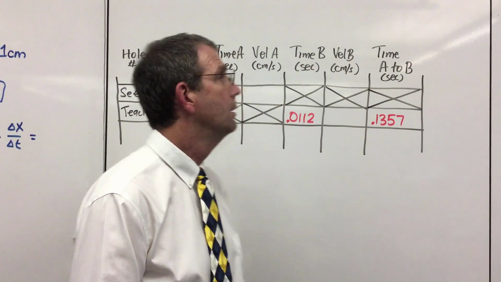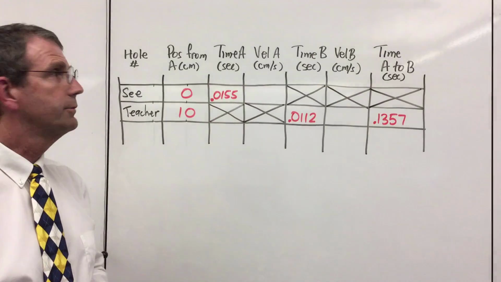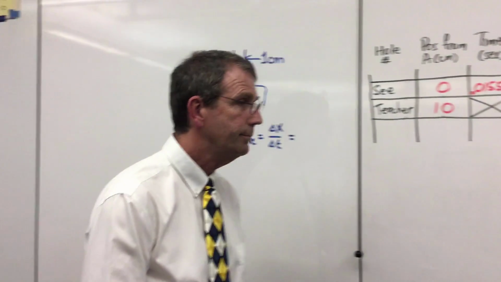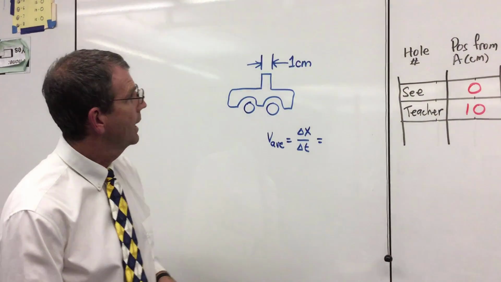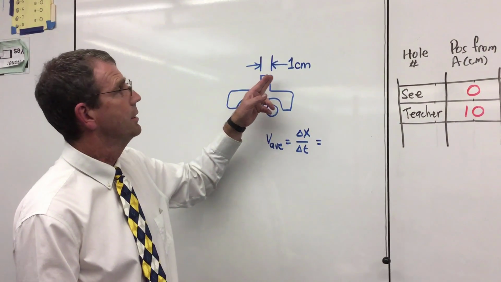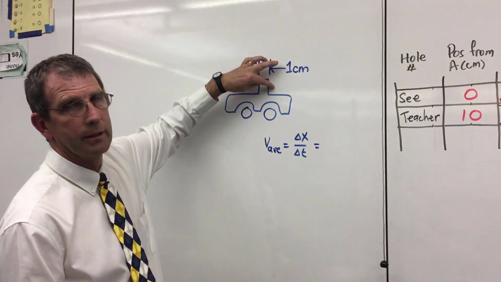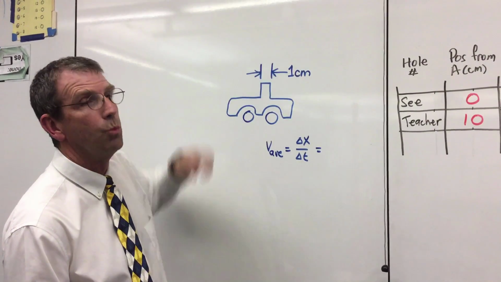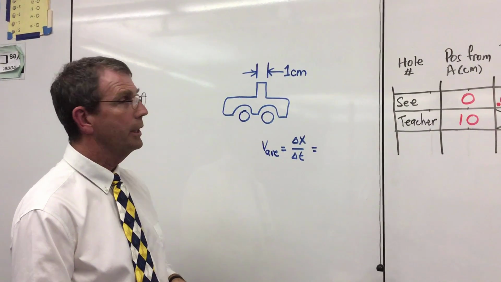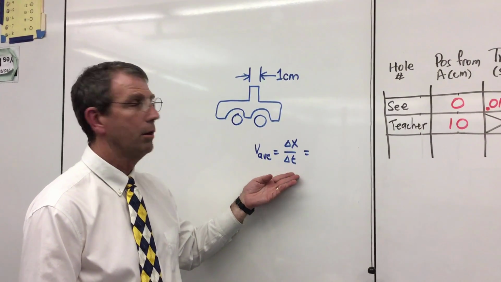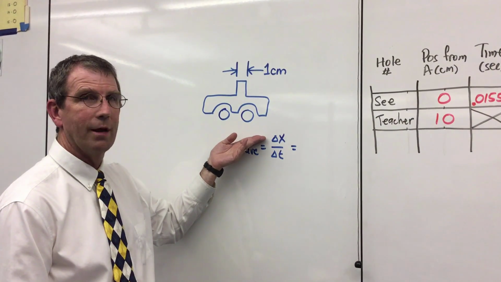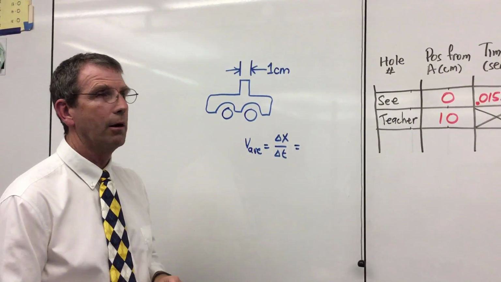0.1357 seconds. Let's go and take a look at our calculations for the velocity through A and the velocity through B. The timer is started and stopped with the small flag that extends above the car. The length of that flag is 1 centimeter. So what we're looking at is how long does it take the car to go 1 centimeter. Our velocity is the distance it travels, 1 centimeter, divided by our time.